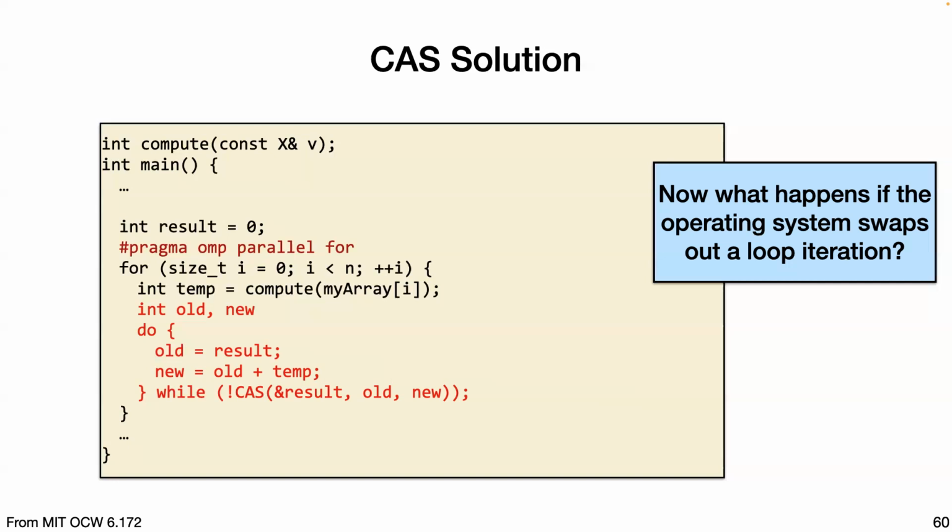So if result has changed out from underneath you, then this comparison failed, and you have to come back around to here. And now old would be set to the new result, which is whatever got changed out by another thread.